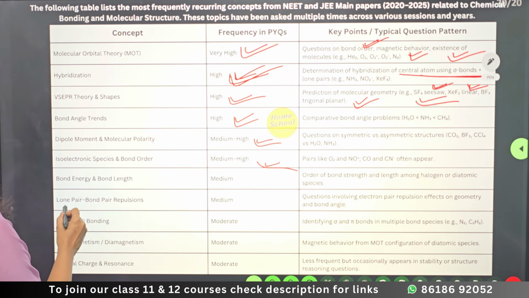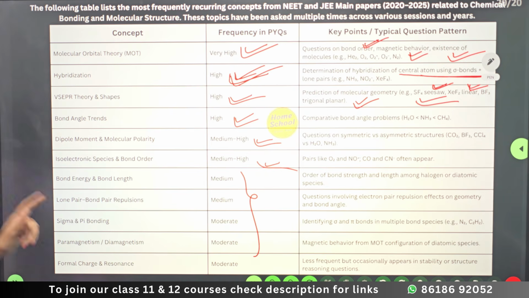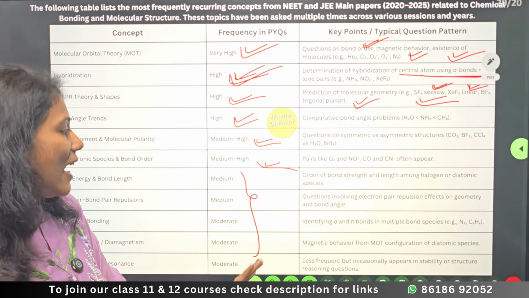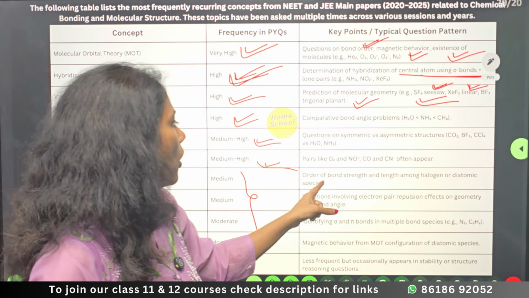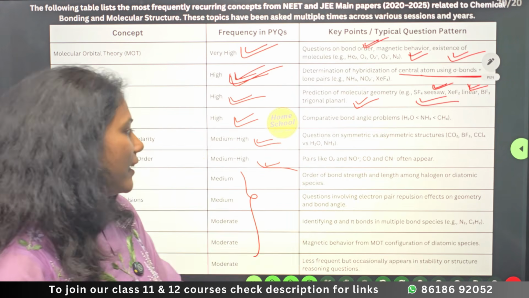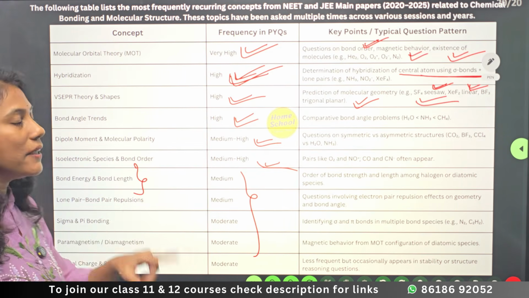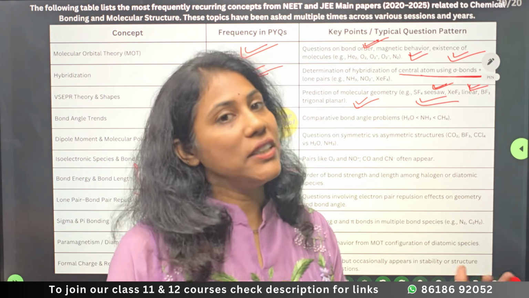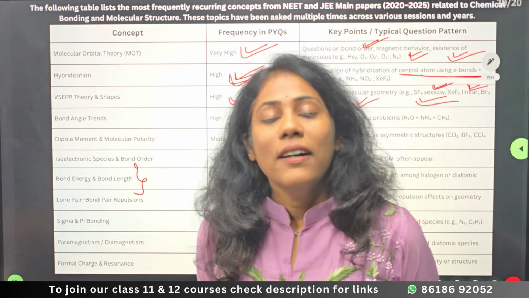Bond energy, bond length, lone pair, bond pair repulsion, sigma and pi bonding, paramagnetic and diamagnetic identification, formal charge and resonance. So these are the concepts which were moderately asked. What they can ask on bond energy is the order of bond strength, bond length, everything they'll ask. One question relating to this I have solved in the previous video. Few questions we have solved in the previous video. Please do watch that video also. Okay, so that's all about chemical bonding, guys.